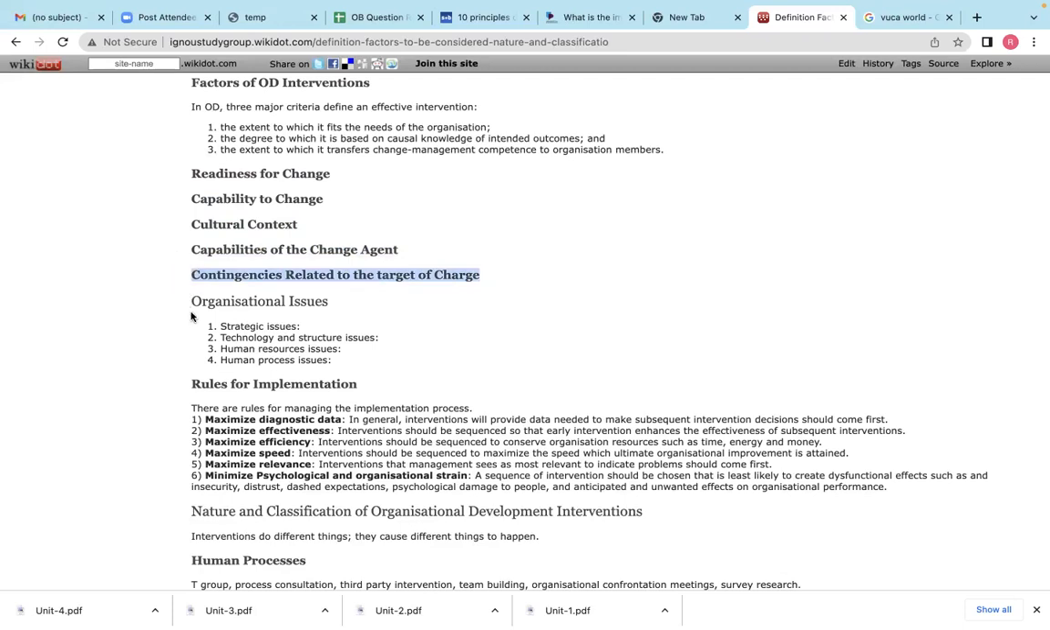So in case something goes wrong, what are the things that you would have in hand to actually fix it? So these are all the other factors that would actually come into the picture.